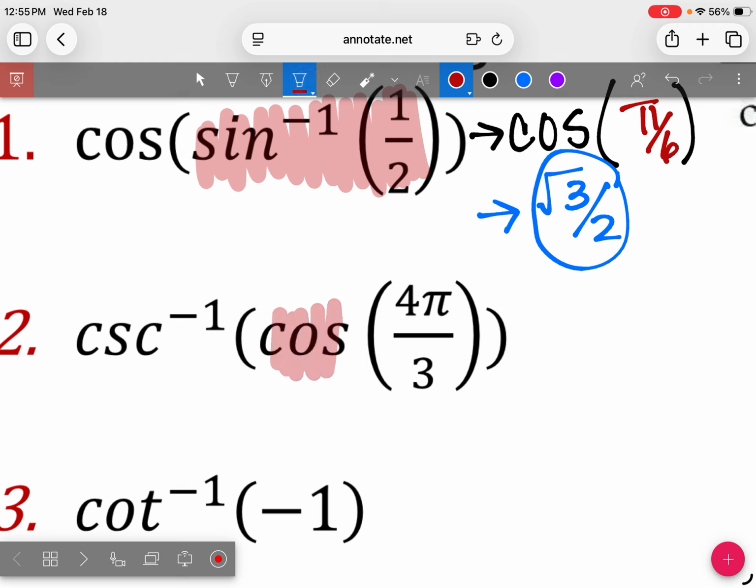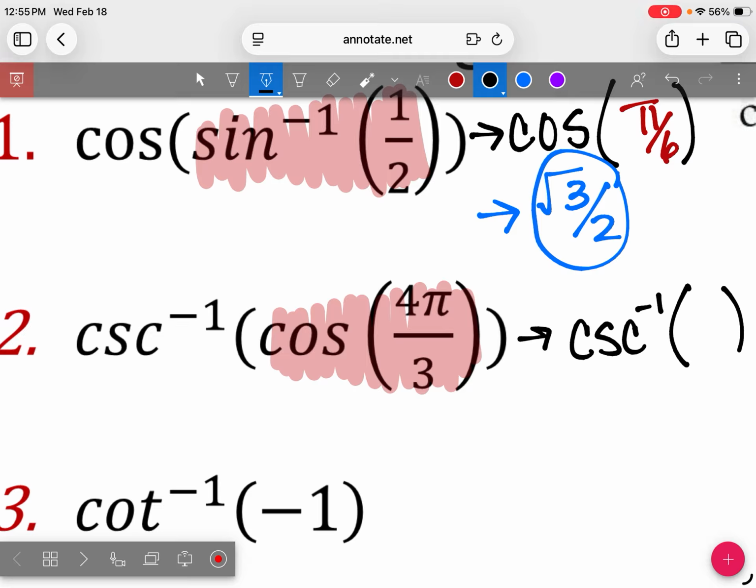All right, now we're looking at, what is the cosine of 4 pi over 3? What is the cosine of 4 pi over 3? Negative 1/2.